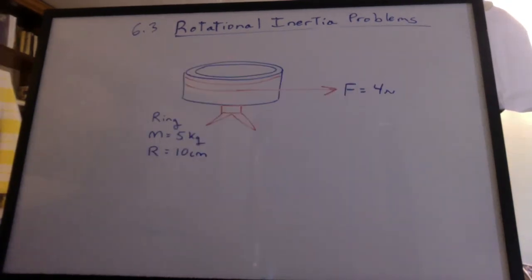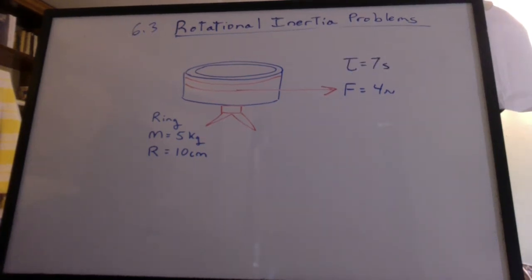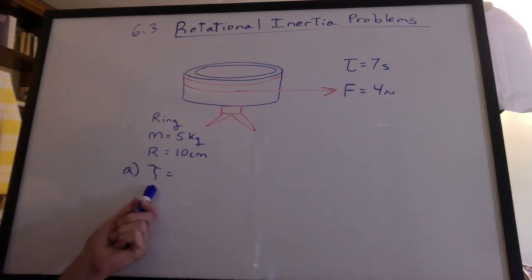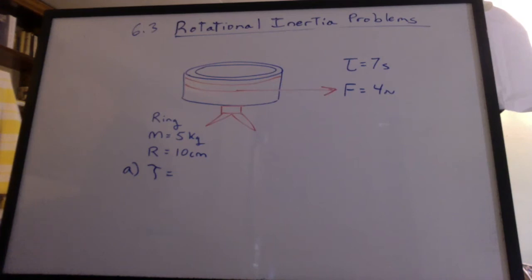Okay, here's a problem. We have a ring with a mass of 5 kilograms and a radius of 10 centimeters. It's mounted on a massless, frictionless turntable, and we're going to pull with a string with a force of 4 newtons. And let's exert this force for 7 seconds. Let's first find the torque applied to the ring. Now, pause the video and try to solve this without seeing how I do it.